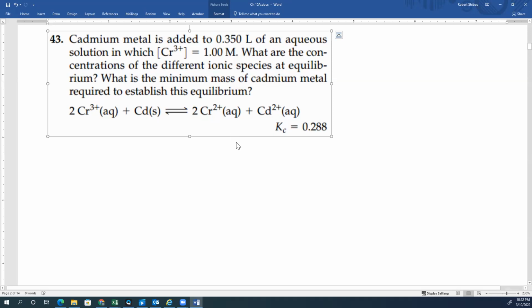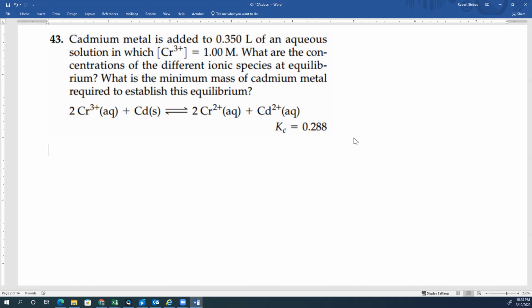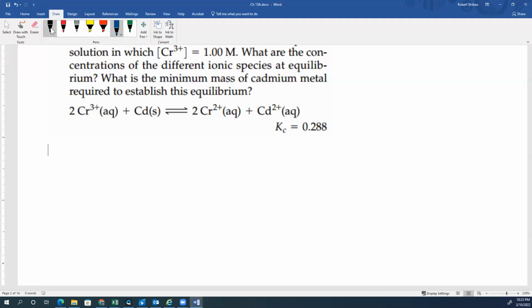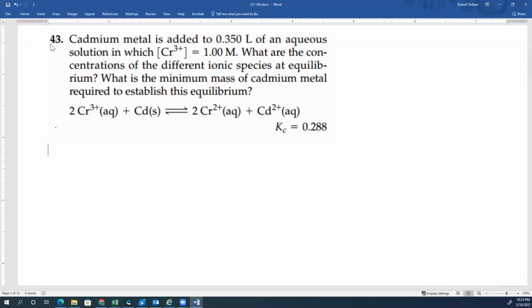Okay, let's take a look at this. Whenever I do a Chem 1B problem, I always set up an ice table regardless. Your book doesn't do this all the time, but it will take lots of shortcuts here, which are fine if you know what you're doing. And then cadmium solid is a pure solid, so we leave that out.